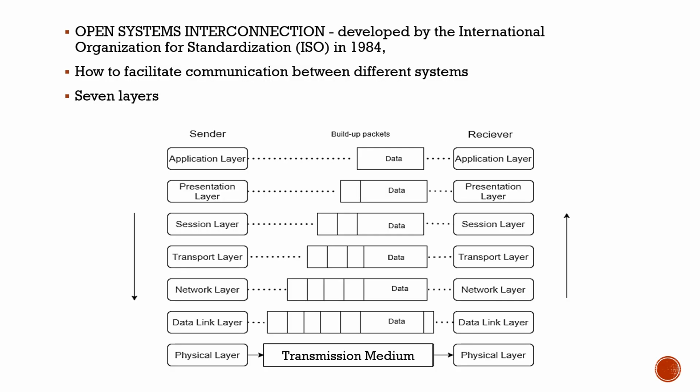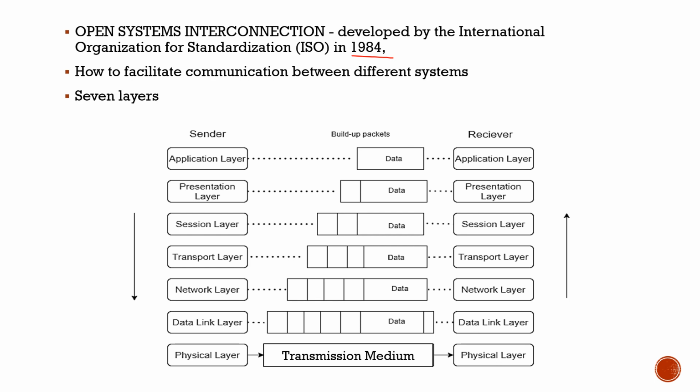Today's topic is going to be OSI model or OSI architecture. OSI is Open System Interconnection, which was developed by ISO in 1984. So, why do we need an OSI model and what is an OSI model?